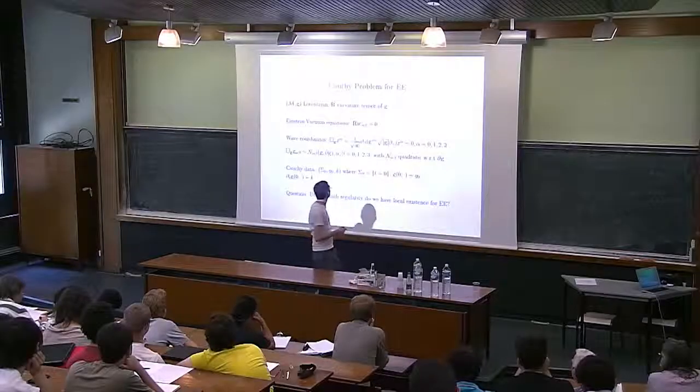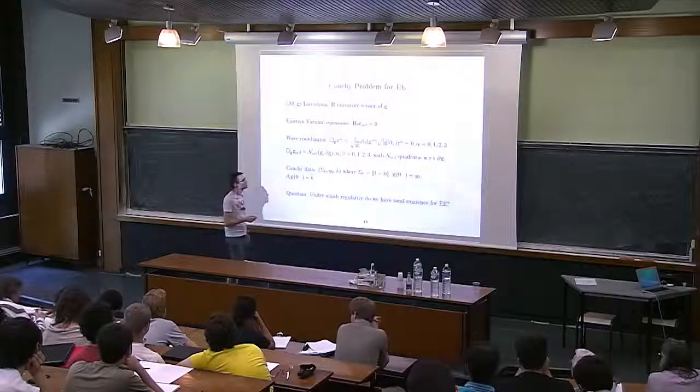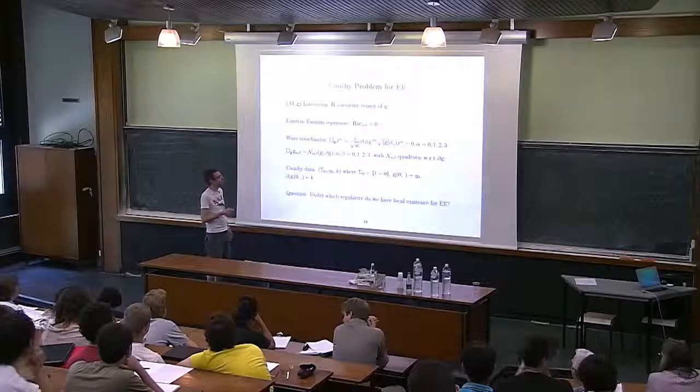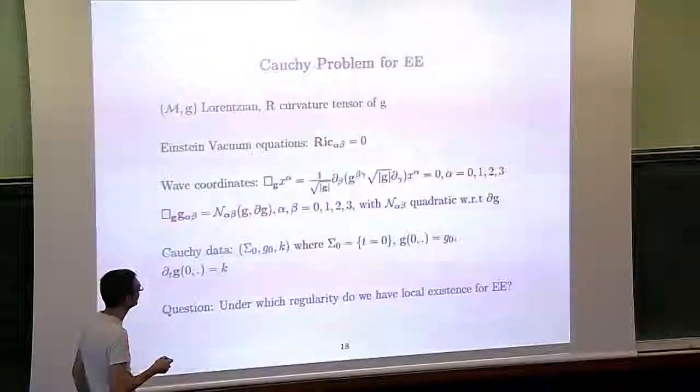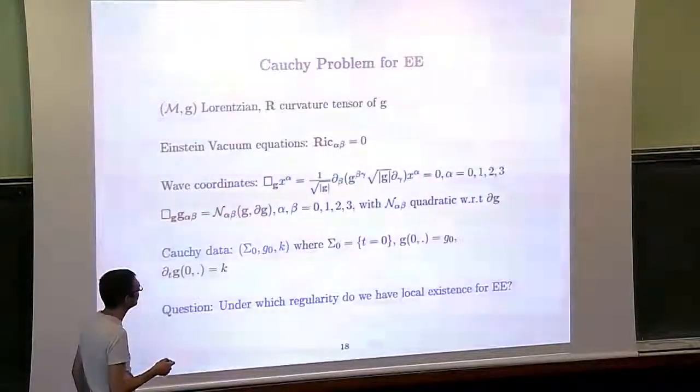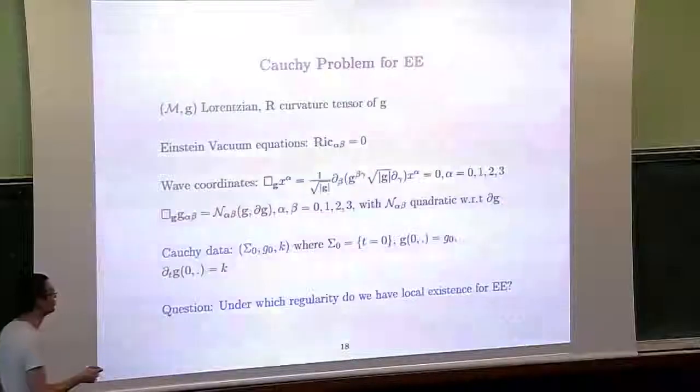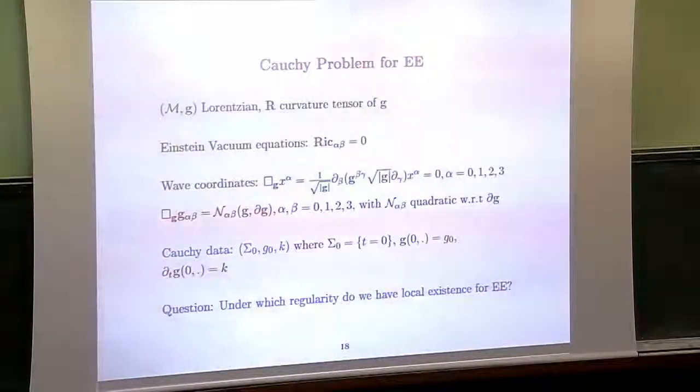So I'd like to pick wave coordinates. I have four coordinates because I'm in dimension four, x0, x1, x2, x3, and I'm imposing that box_g of x alpha, which is 1 over the square root of the determinant of g, times d_beta of g^{beta gamma} square root of determinant g d_gamma x alpha, is equal to 0. Recall that this is the expression in coordinates of the covariant wave operator in the metric g. So you're asking that the coordinates themselves satisfy box_g of x alpha equal to 0.